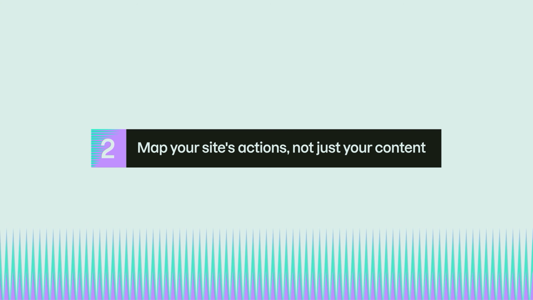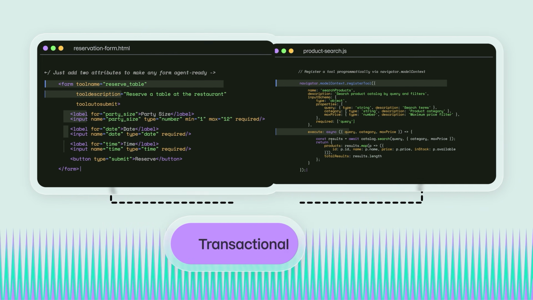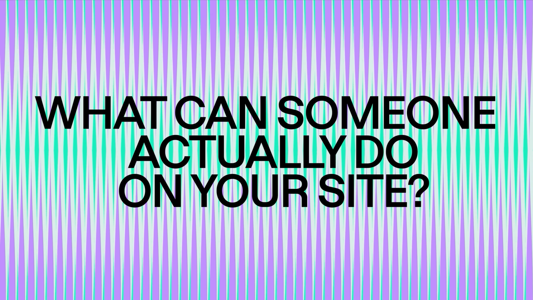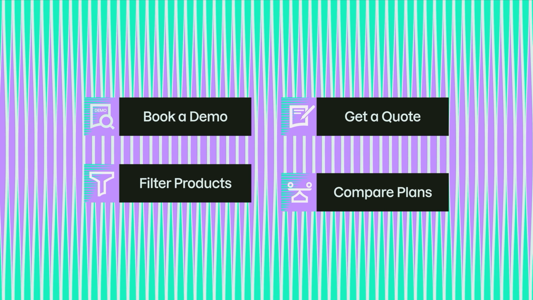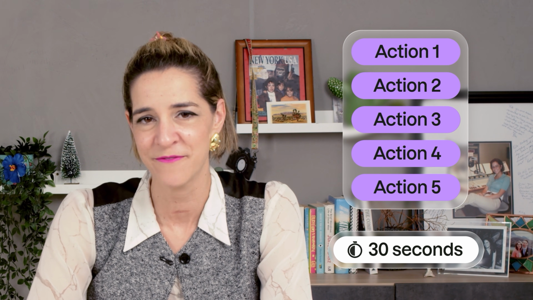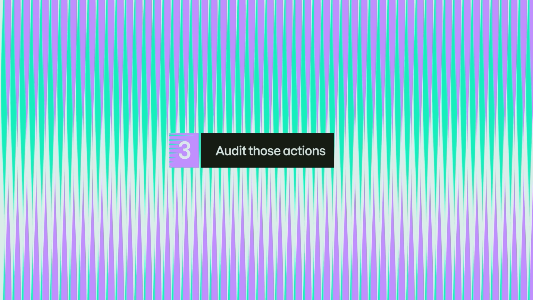2. Map your site's actions, not just your content. Most SEO strategies optimize for informational queries, with the content being the focus. But WebMCP rewards transactional clarity, which is all about actions your users can take. SEO and content are still important, but you need to ask yourself, what can someone actually do on our site? Book a demo, get a quote, filter products, compare plans? Write those down. If you can't list your top 5 actions in 30 seconds, an AI agent probably can't find them either.